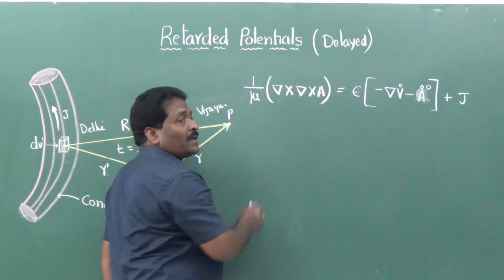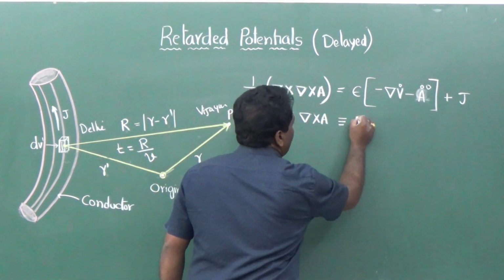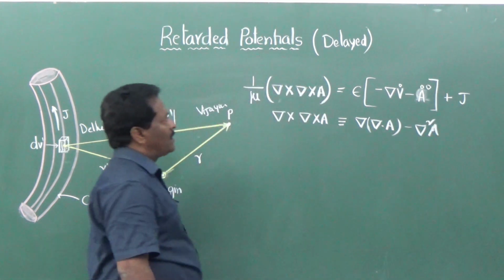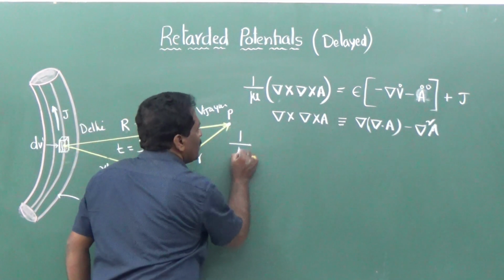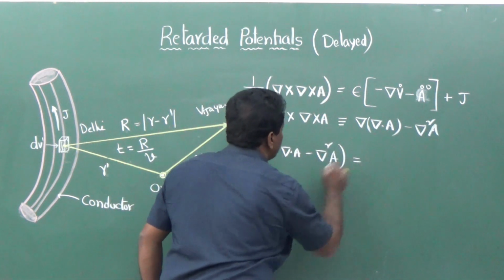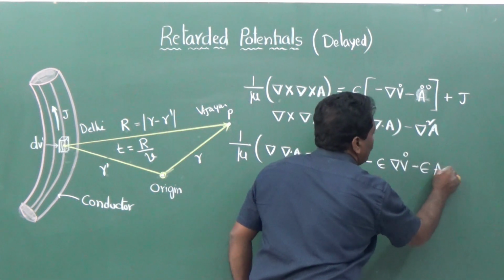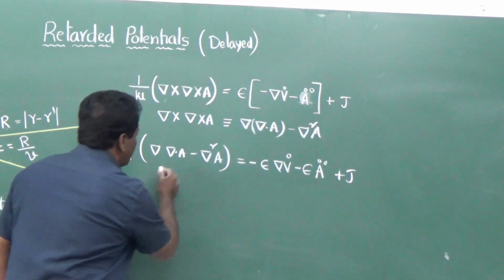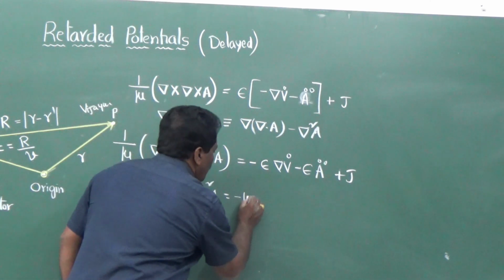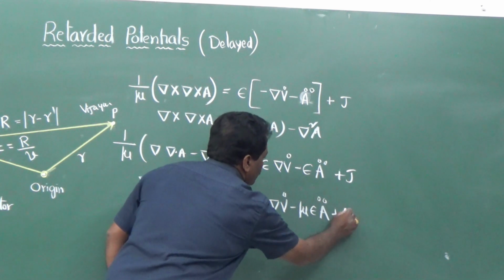Now from vector calculus, what is del cross del cross A? It is a standard identity: del of del dot A minus del square A. Substituting here, 1 by mu into del del dot A minus del square A is equal to epsilon times minus epsilon del V dot minus epsilon A double dot plus J. So it can be written as del del dot A minus del square A is equal to minus mu epsilon del V dot minus mu epsilon A double dot plus mu J.